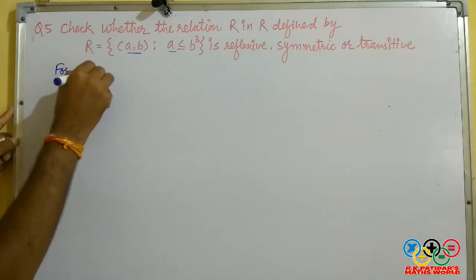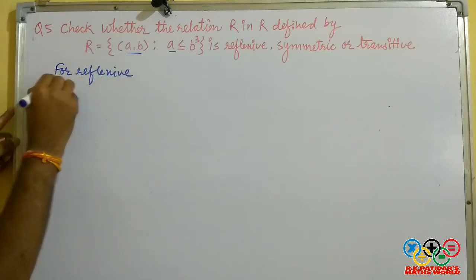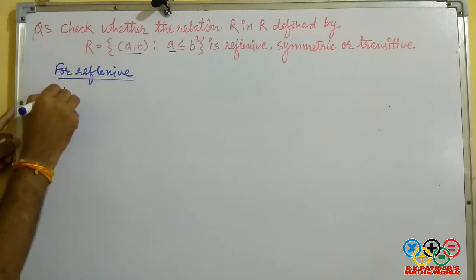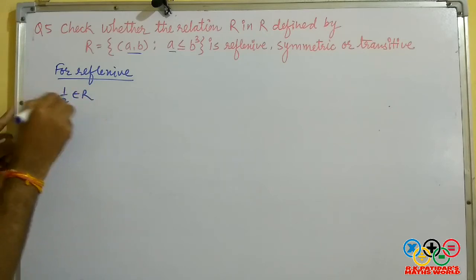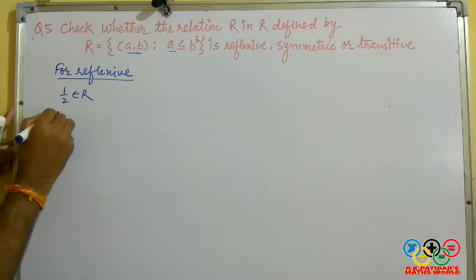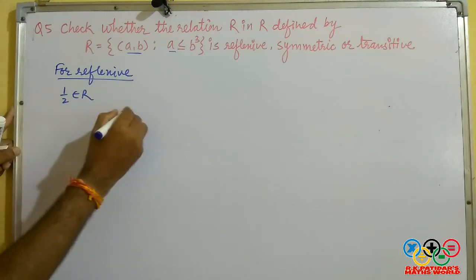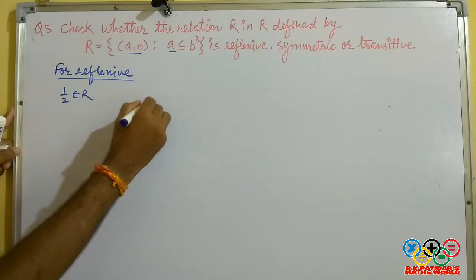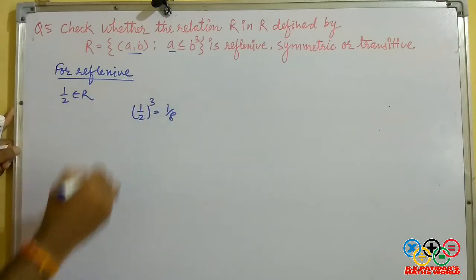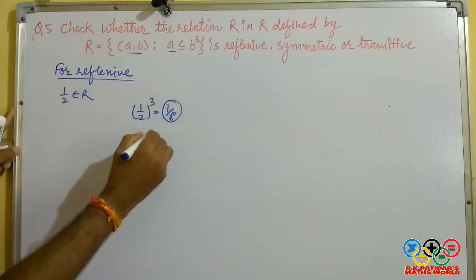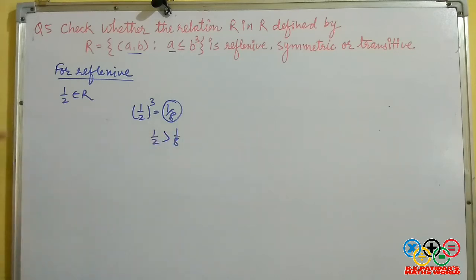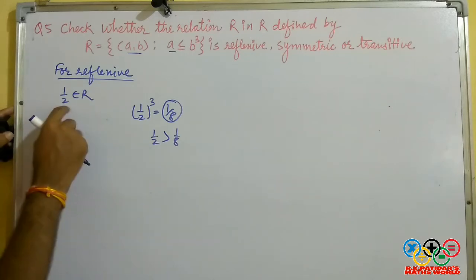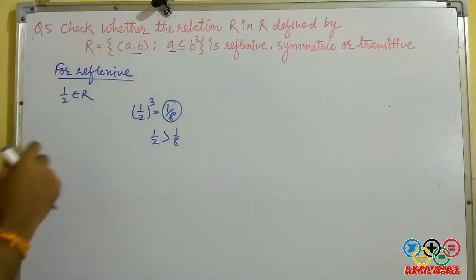For reflexive, we take one of the numbers, 1 upon 2, that belongs to R. And what about 1 upon 2 cube? 1 upon 2 cube is 1 upon 8. If we compare 1 upon 8 and 1 upon 2, then 1 upon 2 is greater than 1 upon 8. Means here this element does not satisfy this relation.